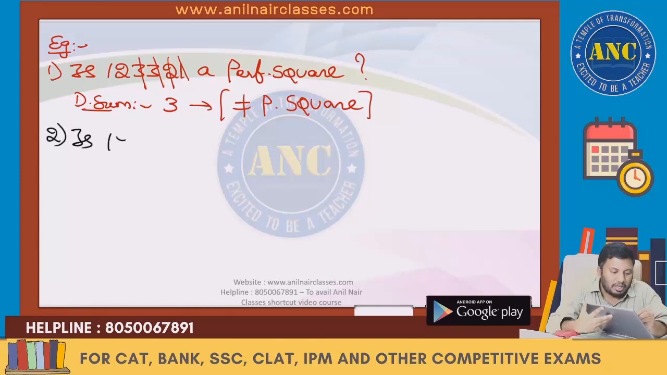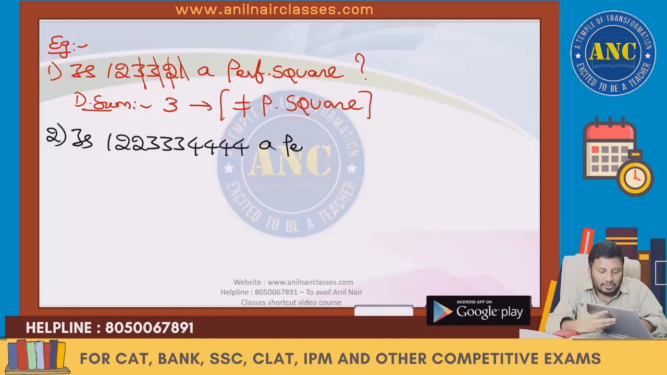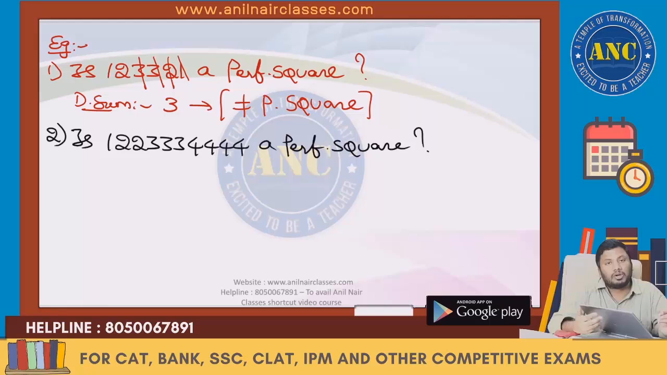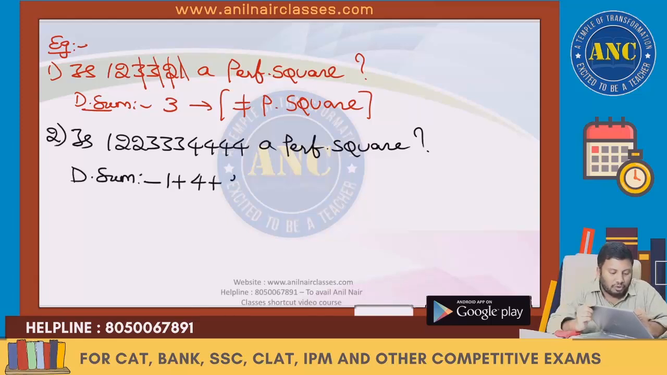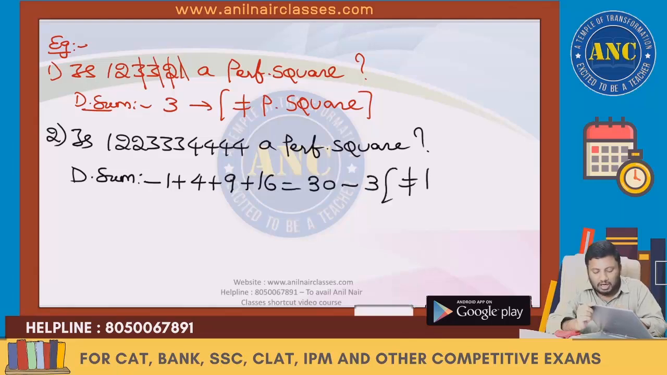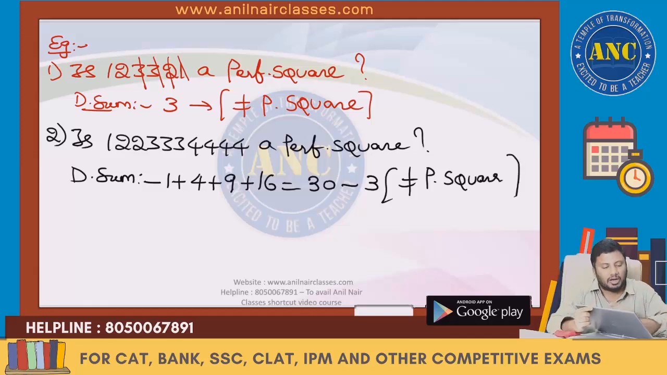Second example: is 1, 2, 2, 3, 3, 3, 4, 4, 4, 4 a perfect square? What is the digital sum of this number? 1 plus 2 plus 2, 5, 3 plus 3 plus 3, 9, which is 14, plus 16, which is 30. 30 is 3. It is not a perfect square. I hope it is clear.